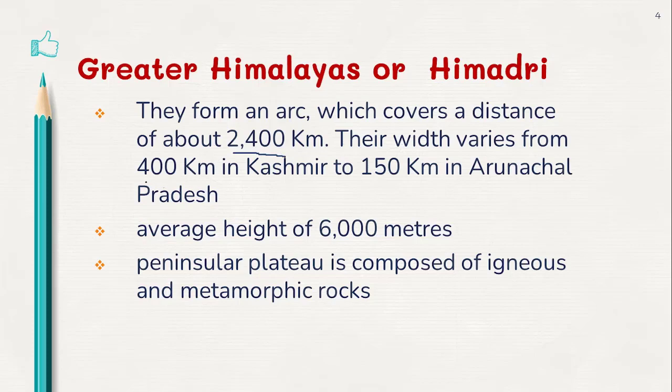In the next map I will show the difference, this 2400 and 150 kilometers. The altitude of this Himadri is 6000 meters. The altitude is measured from mean sea level. With the help of mean sea level, we are measuring the altitude of this Himadri. So it is 6100 meters. And the peninsular plateau is formed of igneous and metamorphic rocks.